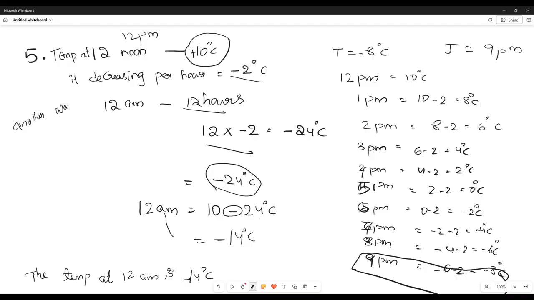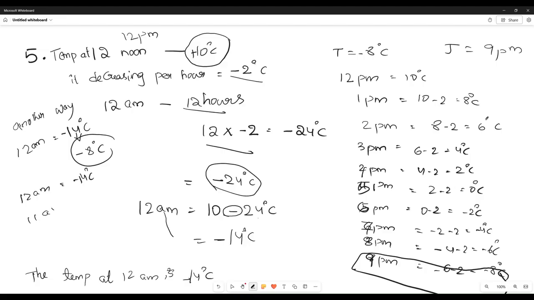I'm telling here. At 12 a.m. it is minus 14 degrees, right? They're asking about minus 8 degrees, so it is nearer, right? So at 12 a.m. it is minus 14 degrees, which means you have to add 2 degrees.